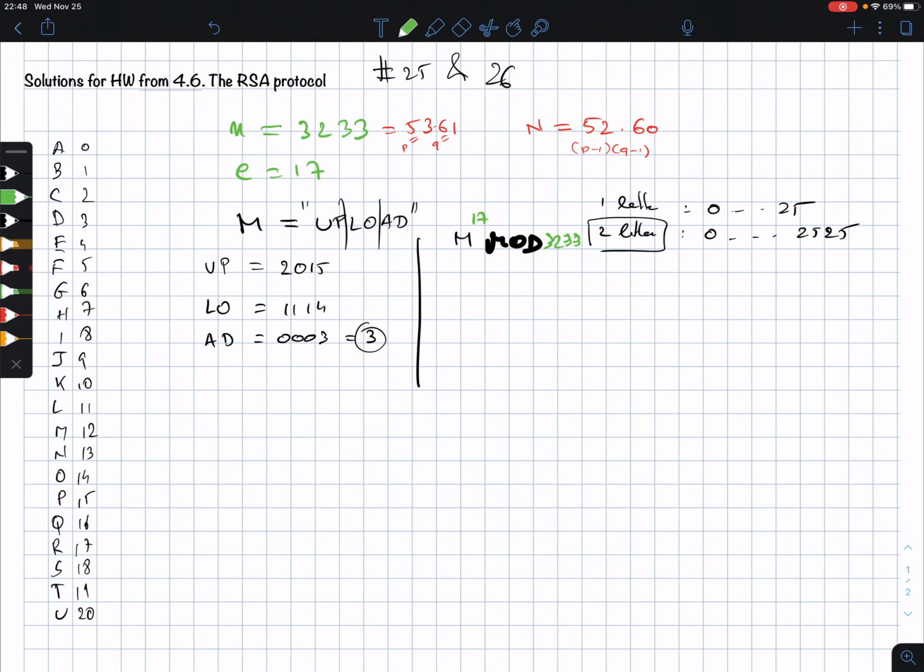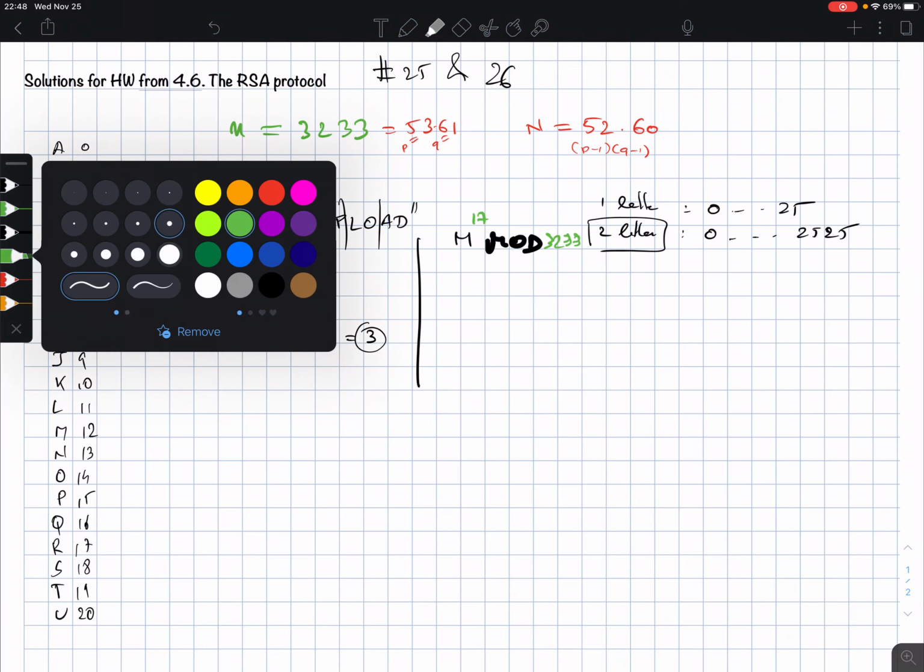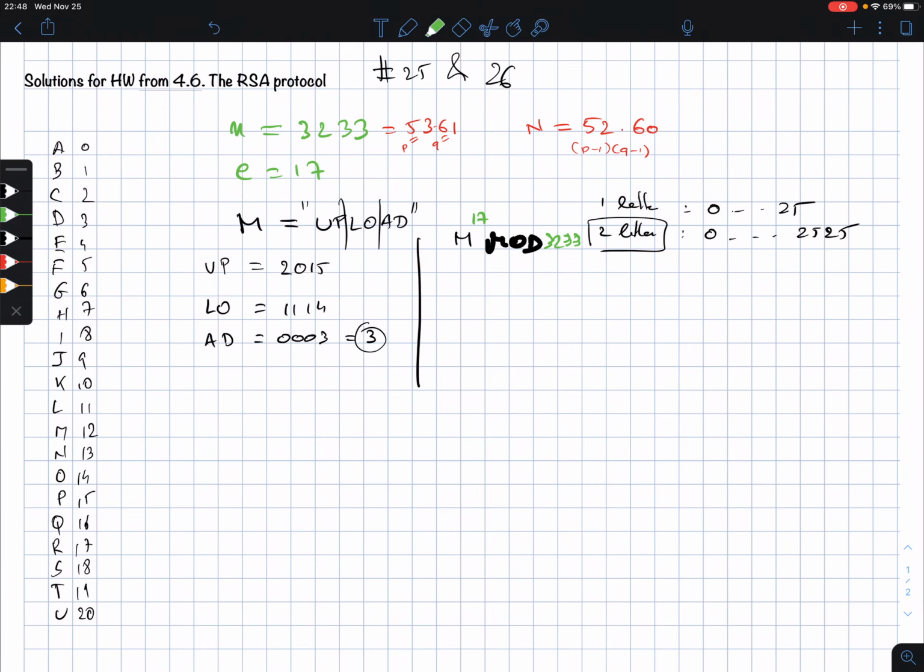That's always orange for us, right? That was the wrong orange. Let me remove this, because it confuses me. Okay, so it is 2015 to the power 17.